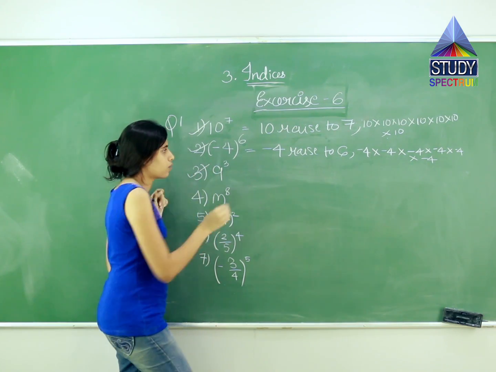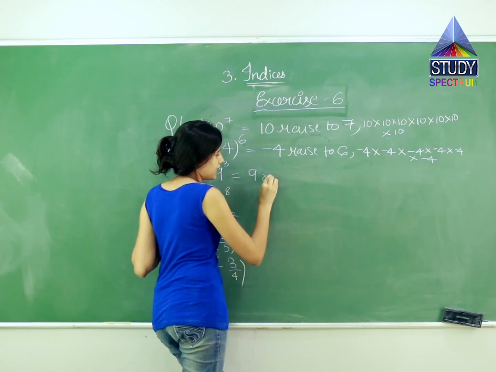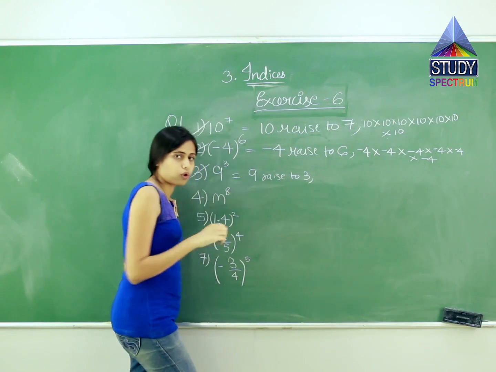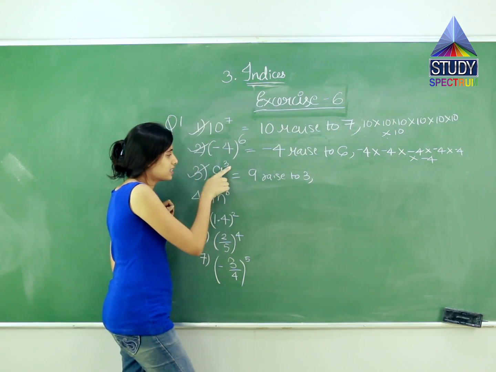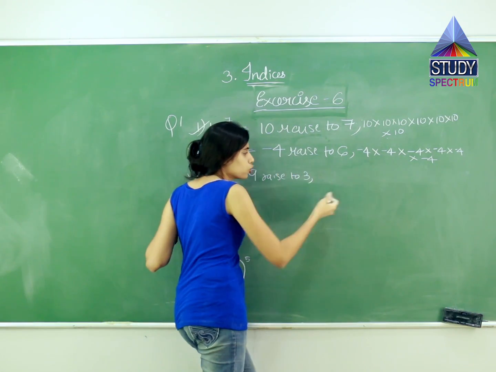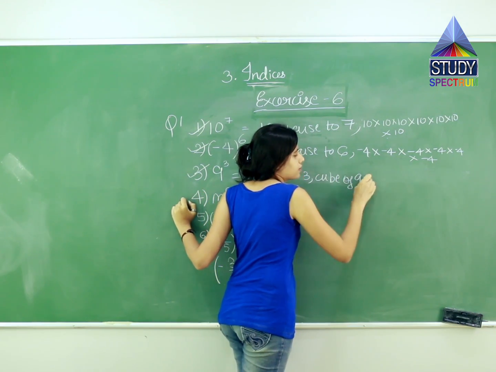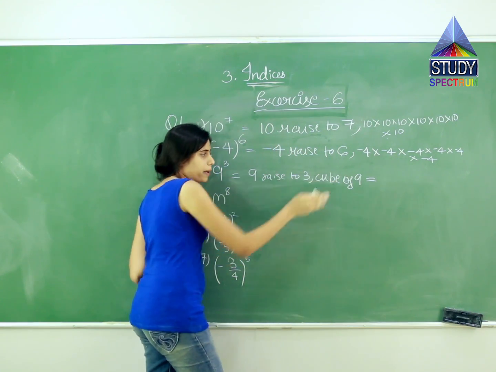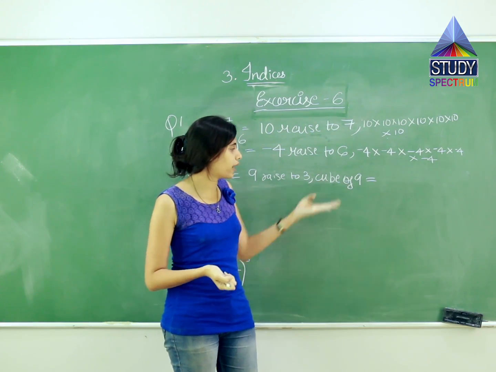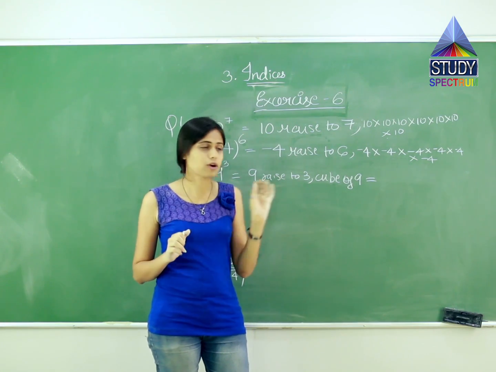9 raised to 3. What it is read as? 9 raised to 3. I've told you in the previous exercise, when there is a 3 or 2 in the index form, we can also read as 9's cube or cube of 9. Okay, so both these formats are right, but more preferably, because they are asking you how it is read as, and this is more advanced, that is, more specific. Cube of 9 means what? 9 raised to 3, because cube means what?